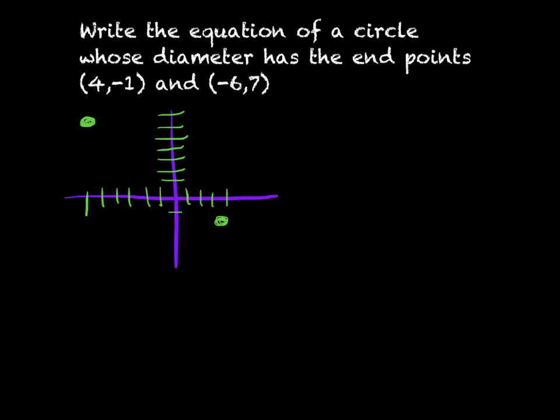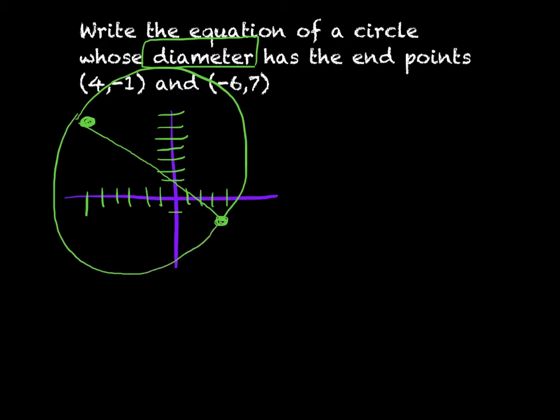And what do those represent? That says that's the endpoint of the diameter. Well, the diameter goes across the whole circle. So you can kind of picture that the circle is going to look something like this. That diameter should be going across the whole circle.